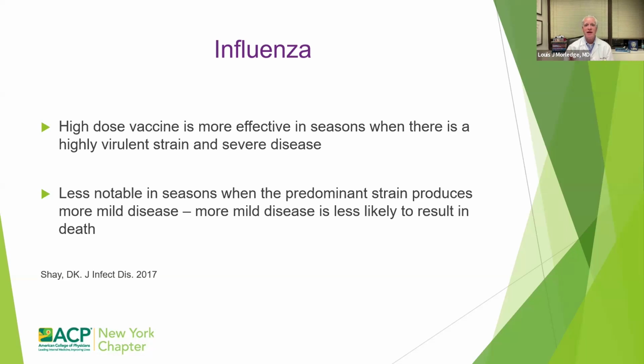We are now back to pre-pandemic levels of influenza, at least judging from the 2022 to 2023 season. So it's important for us to really emphasize the need for influenza vaccine in our patients. We know that hospitalizations, depending on the year, have been as high as 810,000, and deaths have been as high as 81,000 in certain seasons when we have a particularly virulent strain. The high-dose vaccine is more effective in seasons when there is a highly virulent strain and severe disease, and less important in seasons where the predominant strain produces more mild disease. However, as mentioned, that can be very unpredictable.